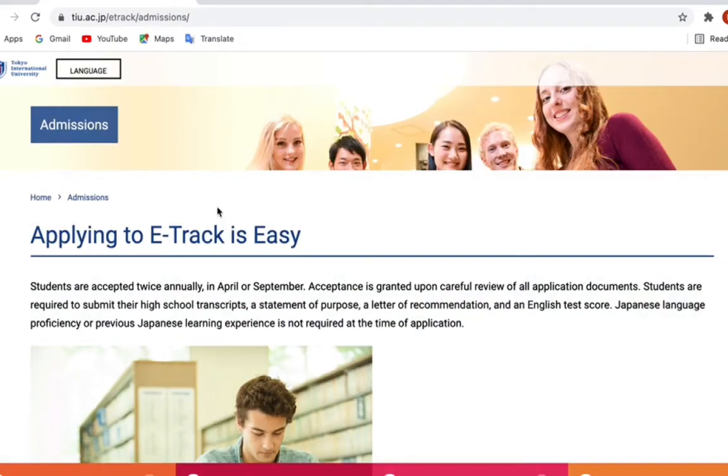So if Tokyo International University is of interest to you, then I recommend that you go through their website in detail, and then you get all the information about the majors and how to apply, and then you proceed to apply.